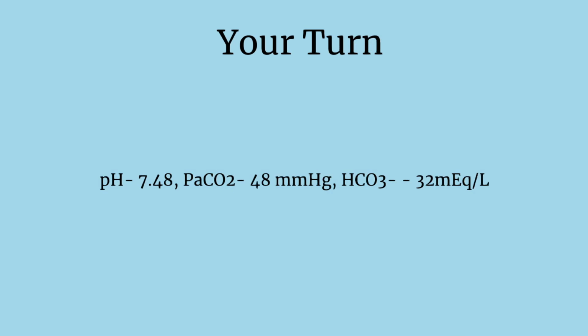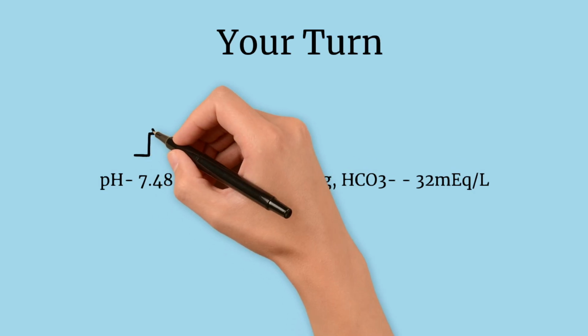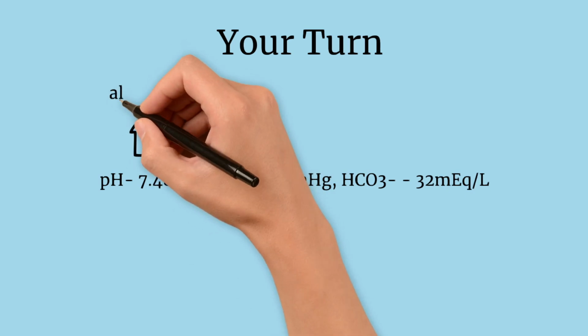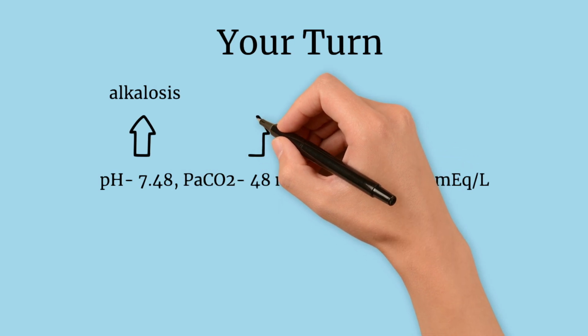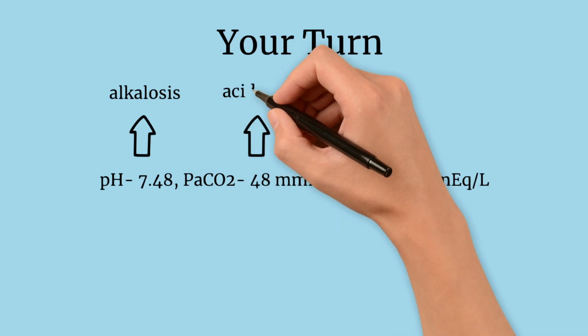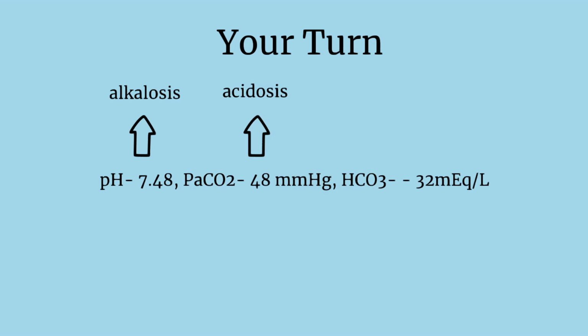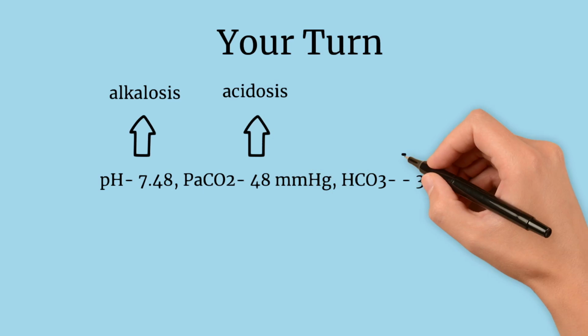All right, so let's see how you did. So for pH is 7.48, if you guessed alkalosis, you're absolutely correct. Our pH is elevated, making us alkalotic. Our PaCO2, if you correctly guessed acidosis and elevated, you're absolutely correct. Our normal for PaCO2 is 35 to 45, and with the PaCO2 in this example of 48, we're too high, making us acidotic. Looking at bicarb, if you correctly guessed alkalosis, perfection. 22 to 26 is normal, so 32 is absolutely out of range and too high.